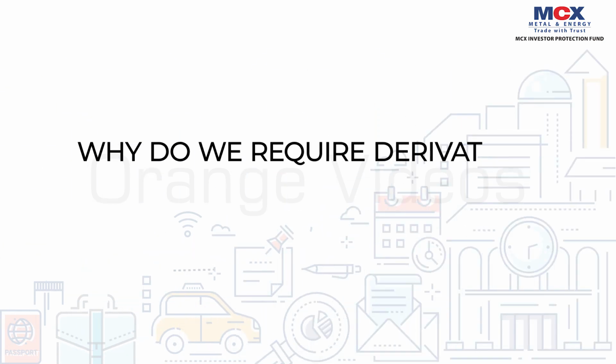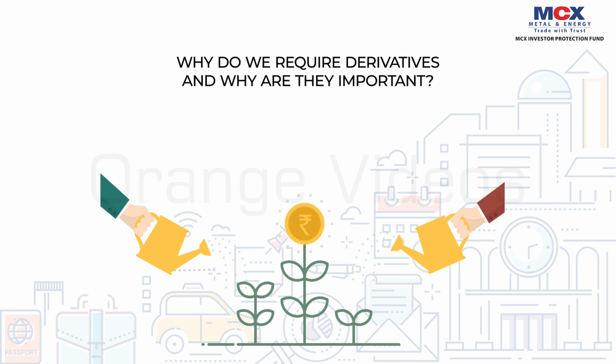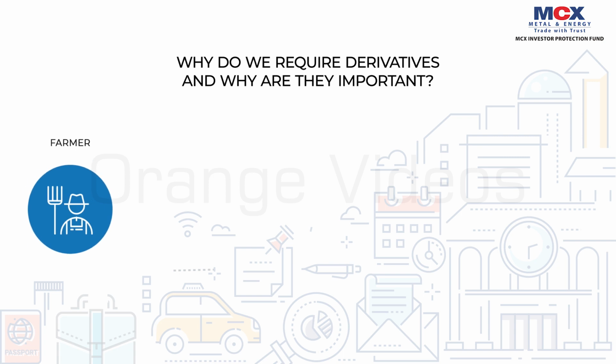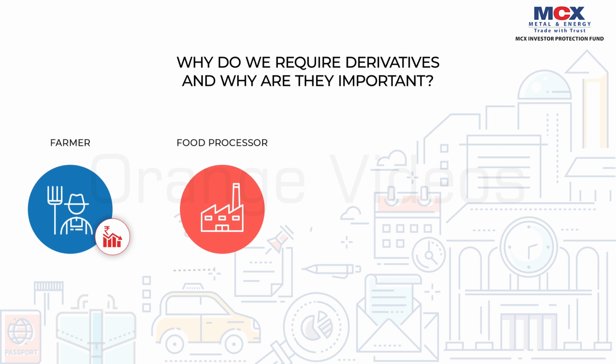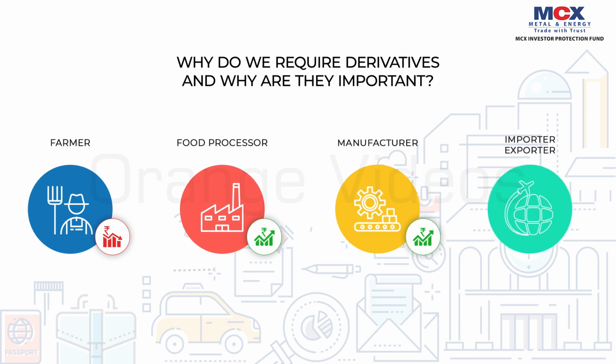Why do we require derivatives and why are they important? Derivatives are financial tools required for managing price risk, important for a farmer seeking protection against price decrease or a food processor seeking protection from price increases, important for a manufacturer seeking protection against price rise in base metals. For example, the price increase in base metals may affect an automobile manufacturer, important for an importer and an exporter who wish to lock into a price.